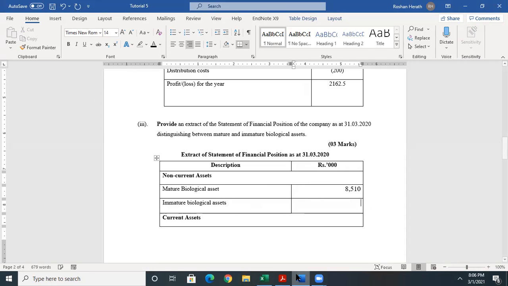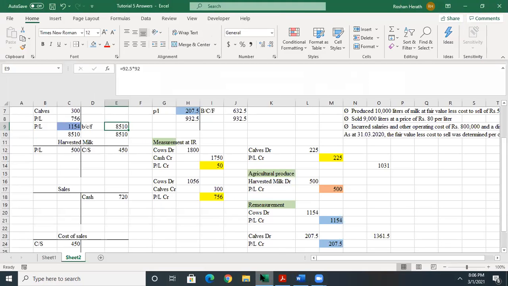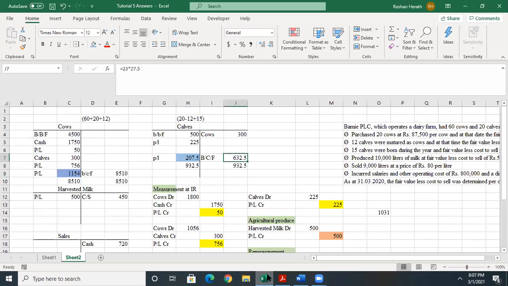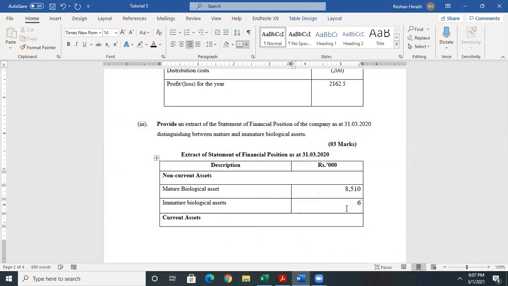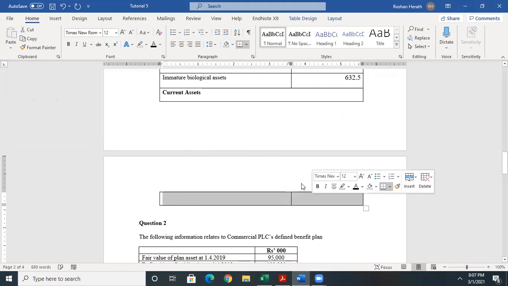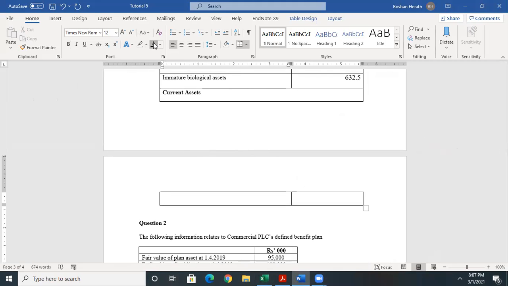And that is, you had 632.5, no? 632.5. So not only that, you had some inventory as well. So that must also be recognized, the inventory or the harvested milk inventory, harvested milk.